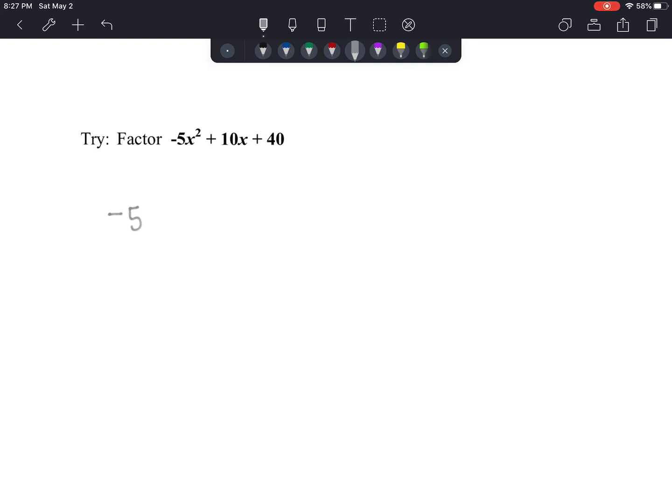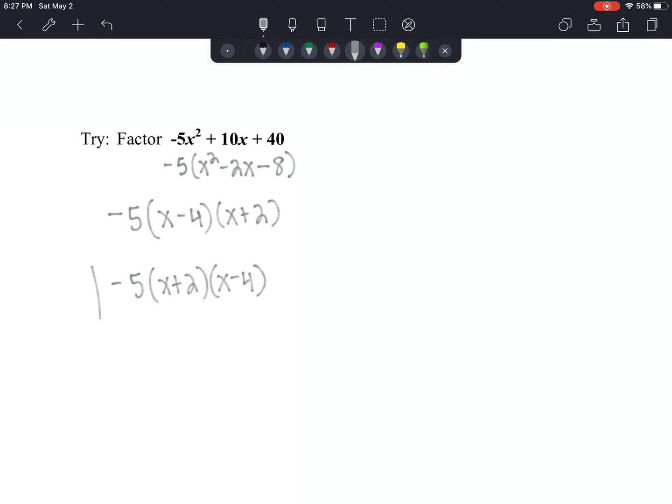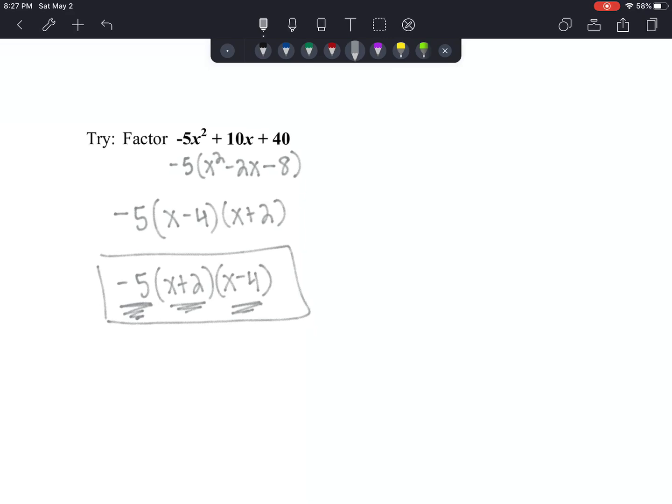Okay, we factor out the -5, which is going to leave me with x squared minus 2x minus 8. So I get -5 times the quantity x minus 4 times x plus 2. And you can have this as -5 times x plus 2 times x minus 4. It can be in any order, but if you have a monomial, you usually put that out front, and then the binomials follow.